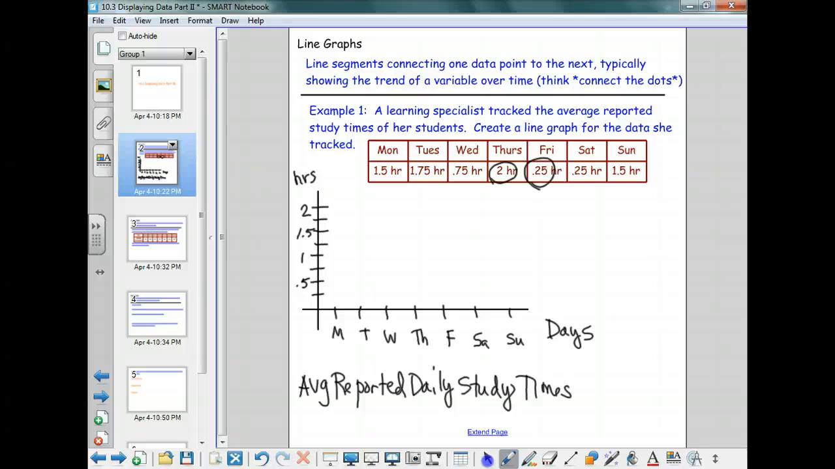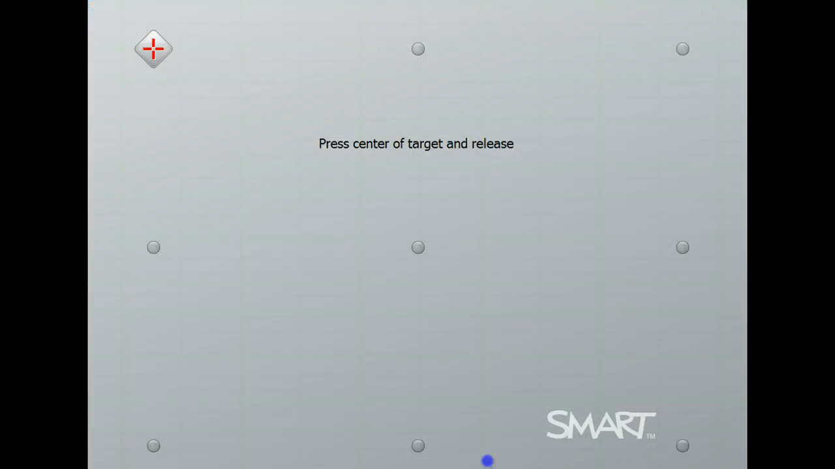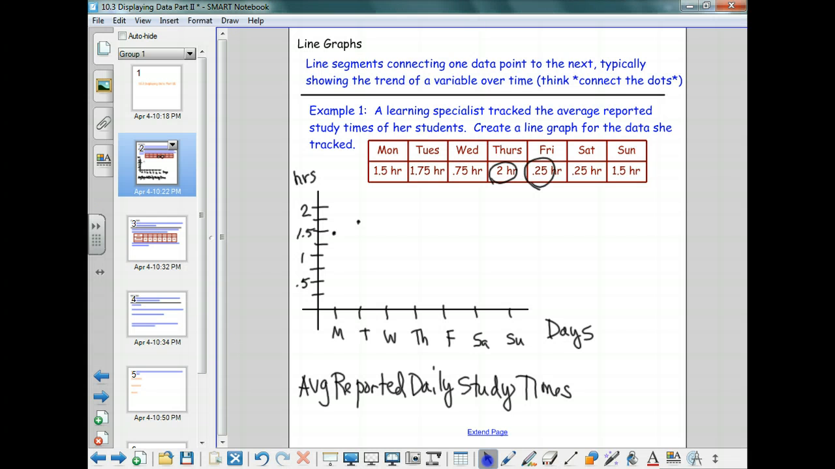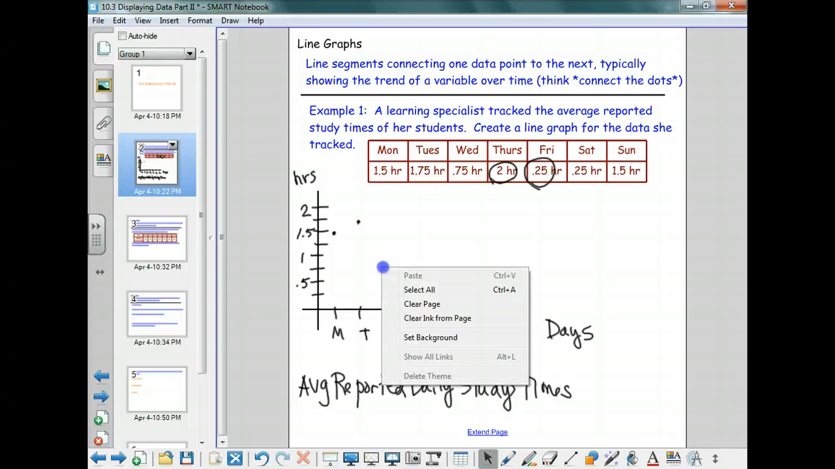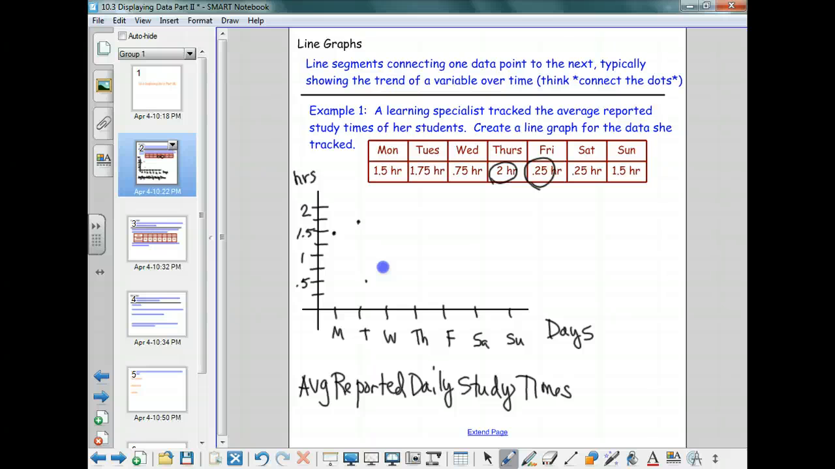So on Monday, it's supposed to be at 1.5 hours, so we're at about right here. On Tuesday, 1.75. On Wednesday, I'm at 0.75. They all went to church, right? Of course. On Thursday, apparently all studying for the test that happens on Friday.